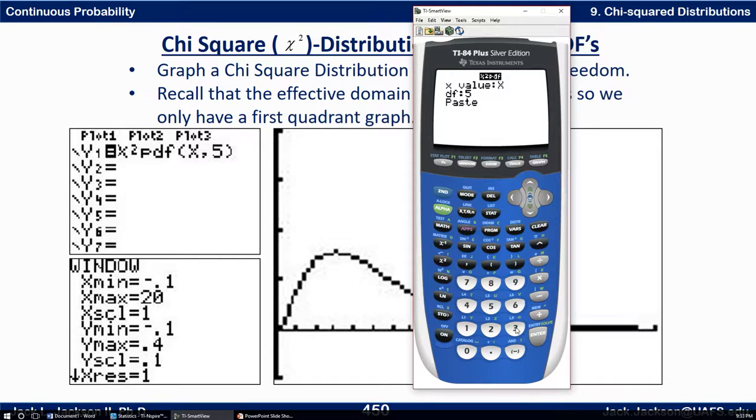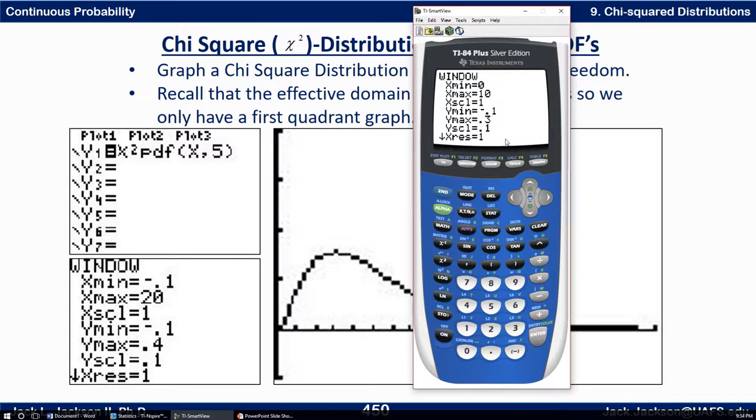So I can put that in. If I want to graph it as a function, I want to put an x value of x, put in my degrees of freedom, 5, that's what I want, and hit paste. That will get it in there, and I can graph it. For a decent window, I know x's start at 0, and if I go out about twice the degrees of freedom, that works pretty well, or maybe a little bit beyond that. So about 10 should work.